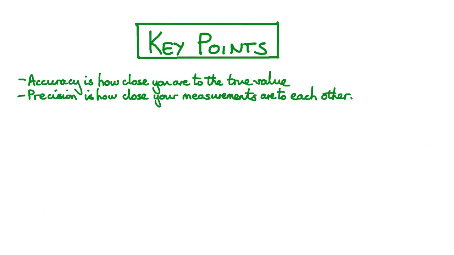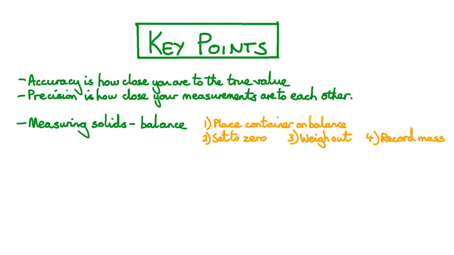Accuracy is how close you are to a true value, while precision is how close your measurements are to each other. We measure solids using a balance. Remember to always use a wide-necked container to measure your solid out in. To measure a solid, you first place your container onto the balance, then you set the display to 0, weigh out your substance and record the final mass.